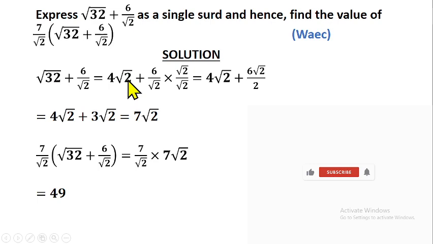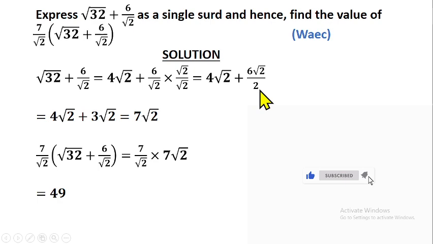Then plus, you can see that this is a fraction on its own. 6 over root 2 is a fraction, and the denominator is a surd. So what do you do to this fraction, if I may ask you? You rationalize it, and that means you have 6 root 2 multiplied by root 2 over root 2, so this denominator will multiply up and down. If that is the case, now we have 4 root 2, then plus 6 times root 2 gives us 6 root 2, then root 2 times root 2 gives us 2. Do you understand that?